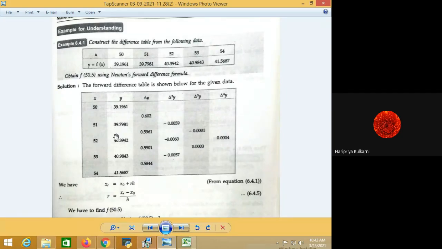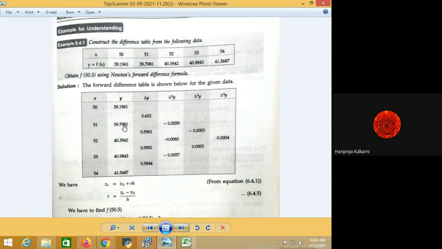Let us say we have delta y, which is the difference in y, then delta square y, delta cube y, and delta raised to 4 y. This is how we have to prepare the table. In case of finding delta y, you have to take the difference. Say this is x0, y0, this is x1, y1. So y1 minus y0 will give you delta y.